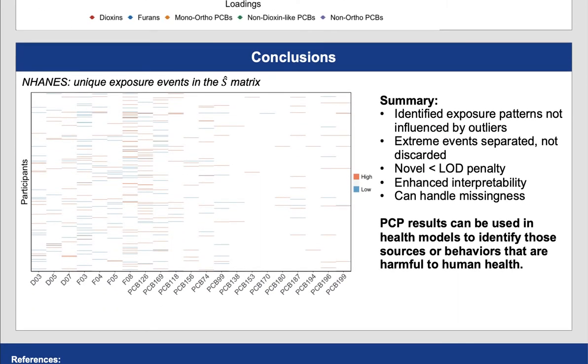The outlying exposure events have no influence on the patterns recovered from the data, and can also be used in health analyses for richer models. Associations between PCP-recovered patterns and health outcomes can then be used to help drive targeted interventions and inform public health policy and regulations.